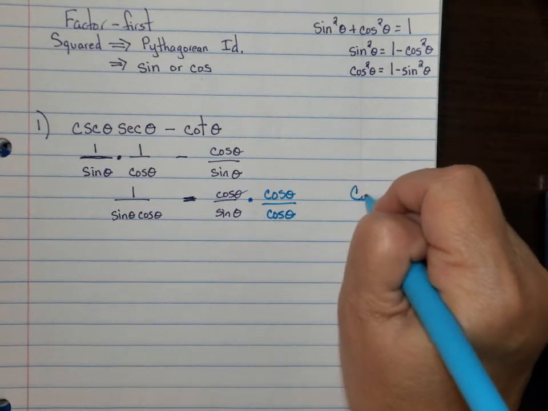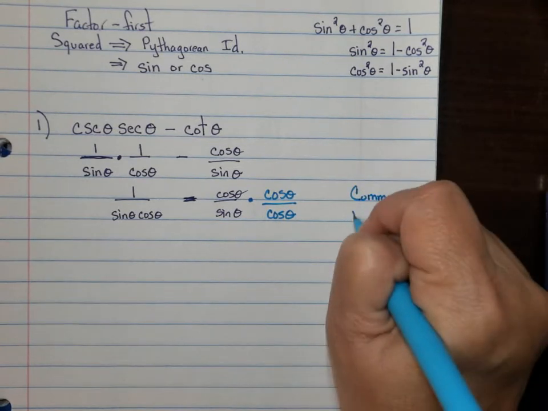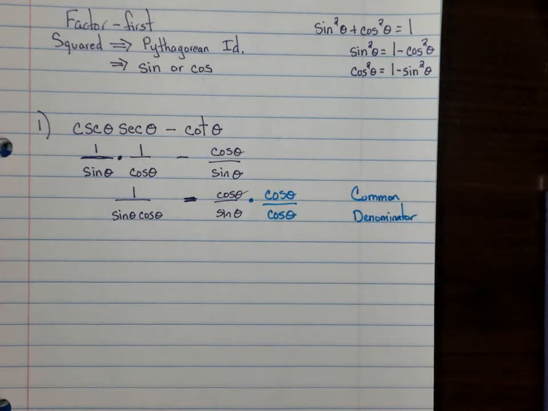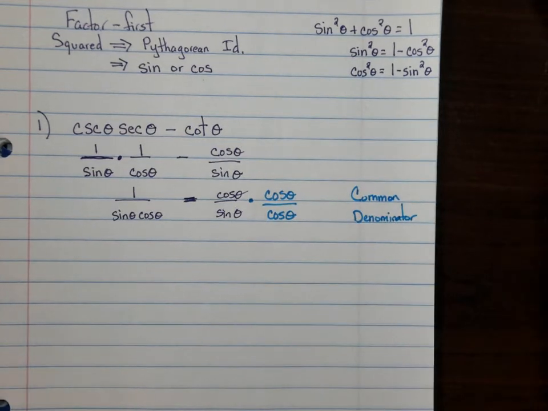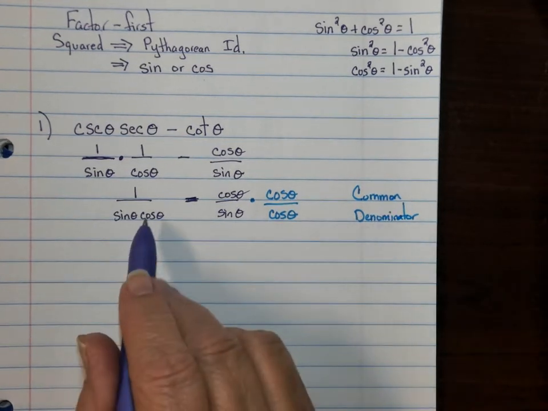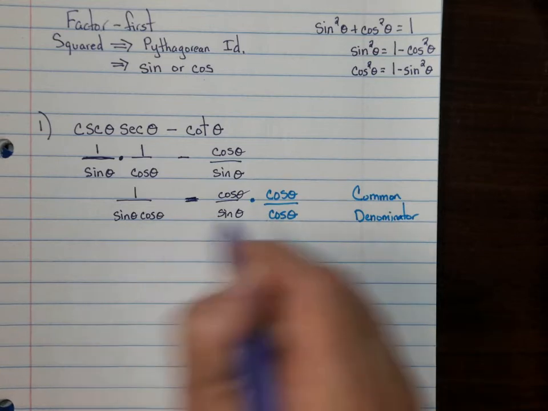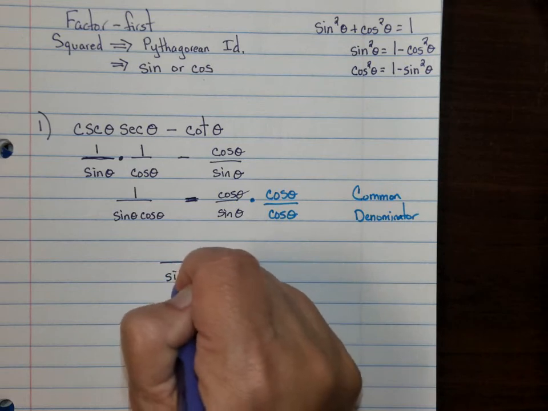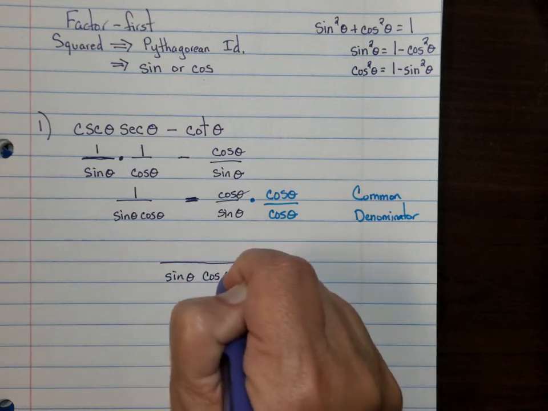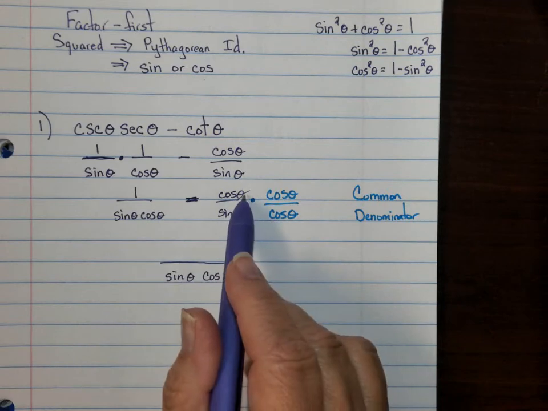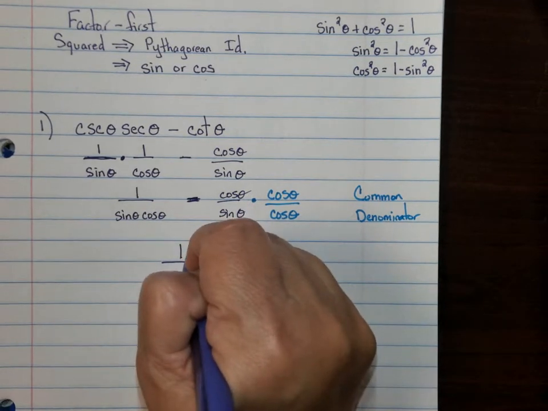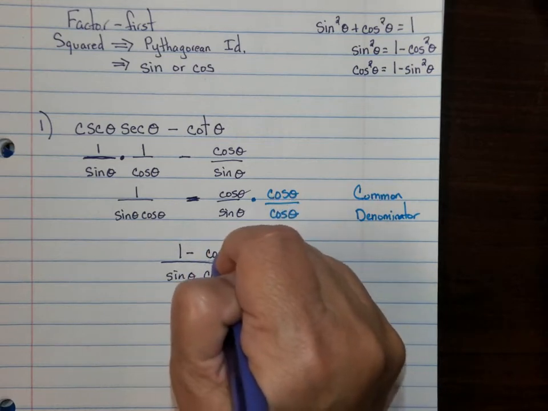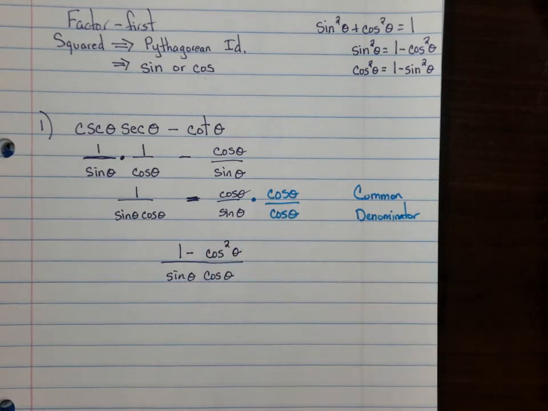Right. What are we doing here? We're getting a common denominator. So remember, when you just did your fraction problems, once you have the common denominator, your denominator stays the same. Sine theta, cosine theta. And we'll go ahead and operate with the numerators. That would be 1 minus cosine theta multiplied by cosine theta will be cosine squared theta.